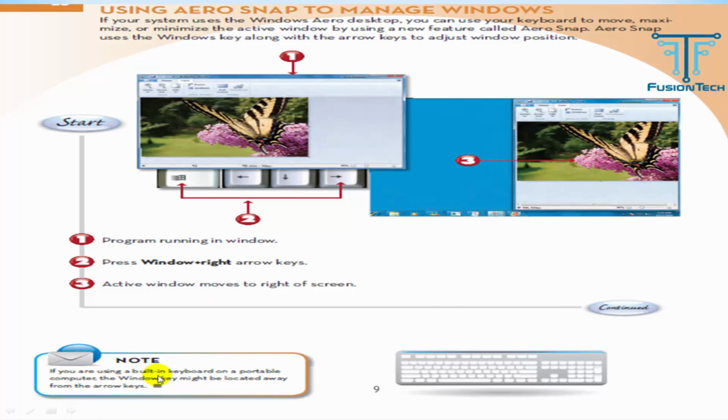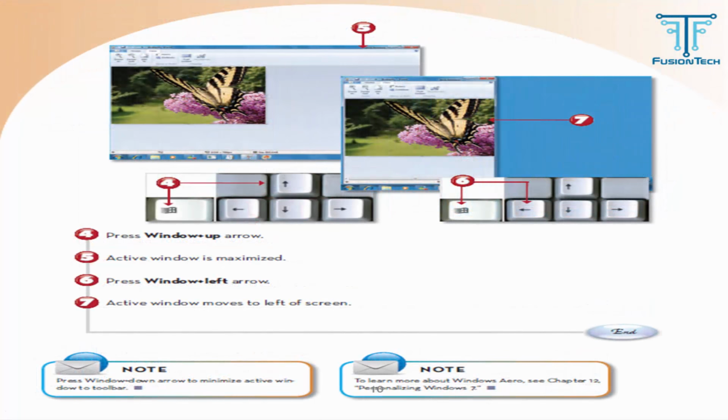If you are using a built-in keyboard on a portable computer, the Windows key might be located away from the arrow key. And here, press Windows plus up arrow. Here is the Windows key on the keyboard, and the up arrow key, and you can see that the active window is maximized. And press Windows plus left arrow, and the active window moves to the left of the screen.